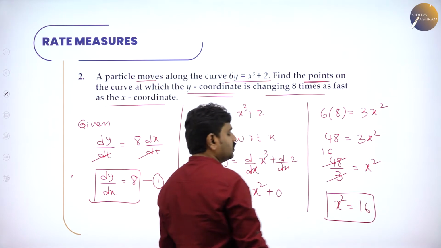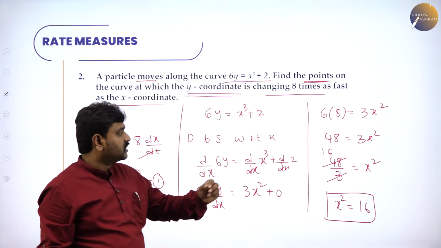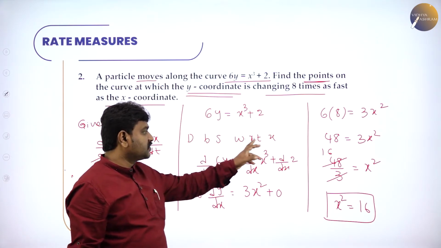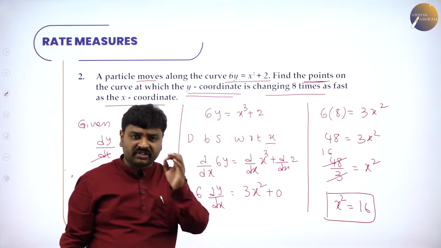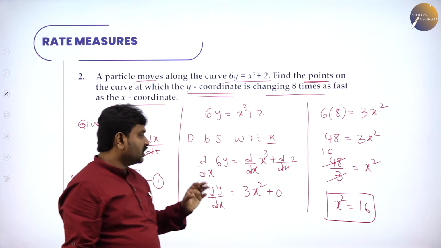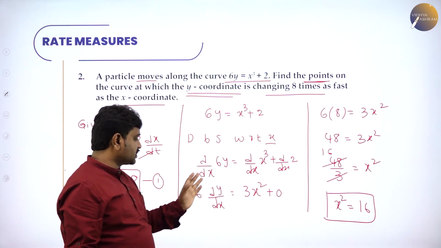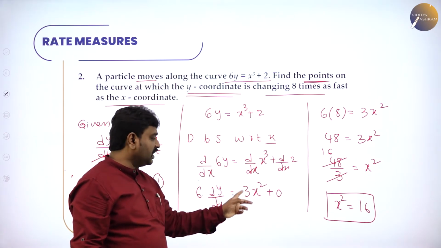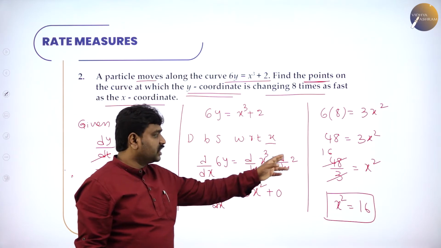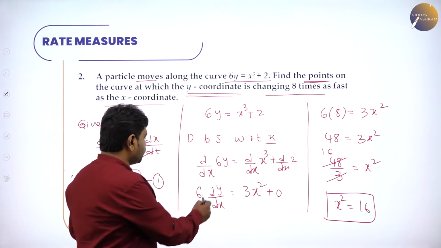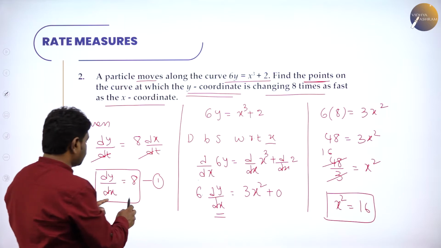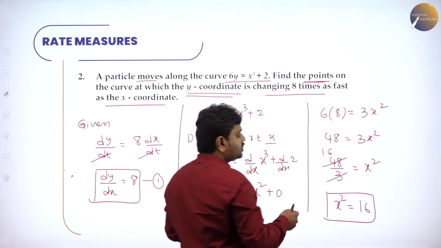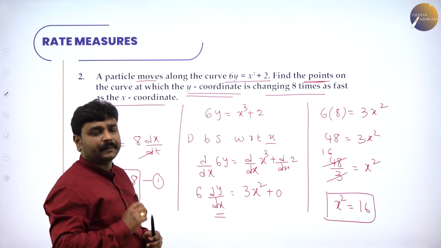So my dear students, they gave the curve equation. What is the curve given? 6y is x cube plus 2. Differentiate both sides with respect to x. In rate measures, we used to differentiate with t, but here I am differentiating with x. So d by dx of 6y, 6 is constant, take it out, d by dx of y is dy by dx. X cube is in the form x power n, derivative n times x power n minus 1, so 3x square. Derivative of constant is 0. And in the place of dy by dx, we know the value of dy by dx. What is the value of dy by dx? 8. So in place of 6 dy by dx, write 6 into 8. Simplify, you'll get x square.